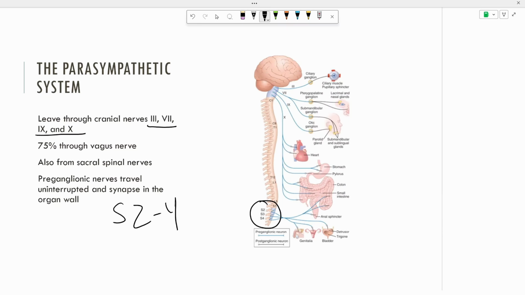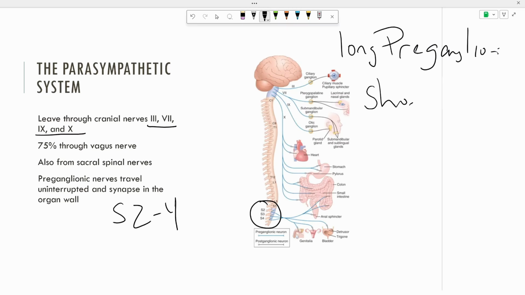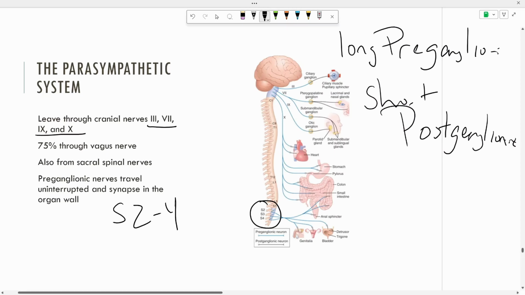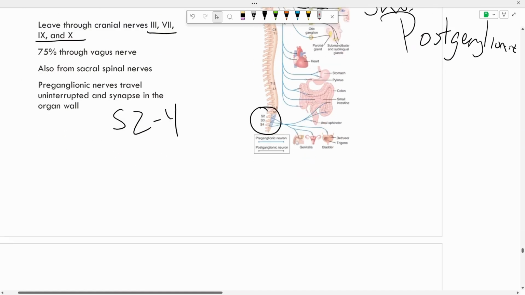In the parasympathetic, you can see here, they have long preganglionic and short postganglionic fibers. Okay, these are long to get to the ganglion, and then it's a short to get to the rest. So it's just the opposite. So that's our parasympathetic nervous system.